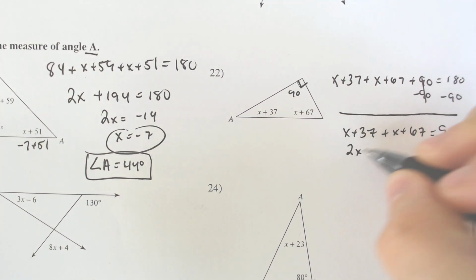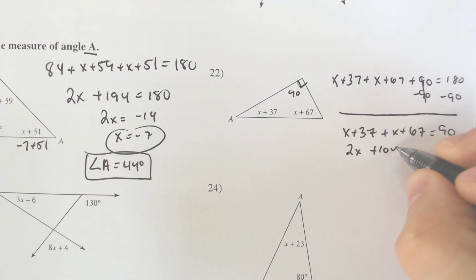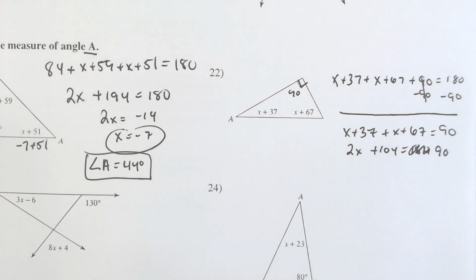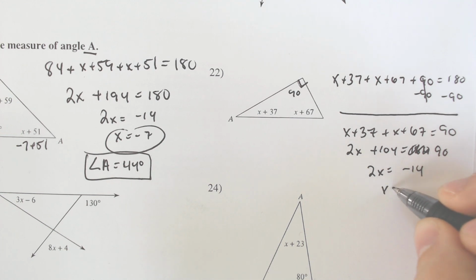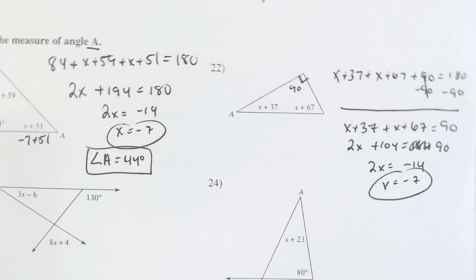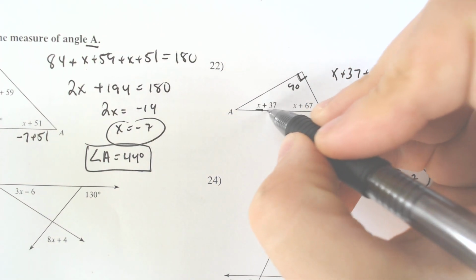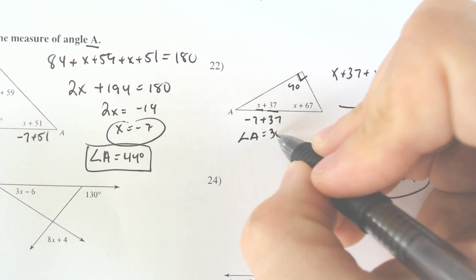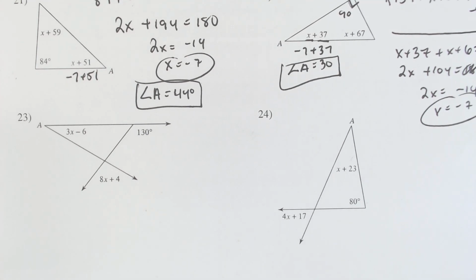Combine like terms, x and x makes 2x. 37 and 67 ends up being 104, which will equal 180. Not 180, 90. We already proved they are 90. Subtract the 104 from 90, you end up with 2x is equal to negative 14, and x is equal to, yet again, negative 7. This is kind of a coincidental thing here. We're still asked to find angle A. Well, angle A is x plus 37, so negative 7 plus 37 means that angle A is equal to 30 degrees. All right. Two more quick ones for you.